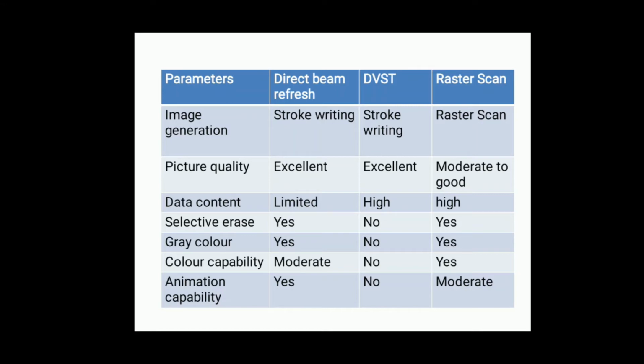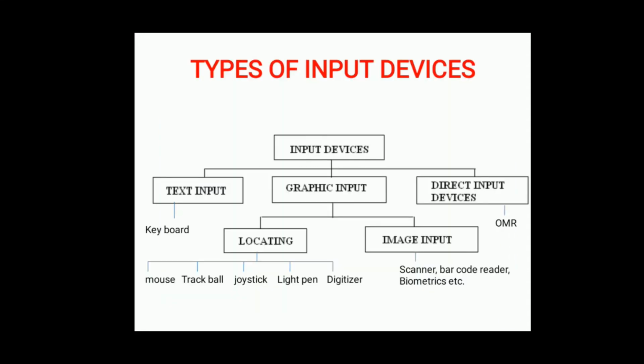Gray color occurs in direct beam and raster scan. Color capability is moderate in direct beam refresh, no in DVST, and yes in raster scan. Animation capability is yes in direct beam refresh, no in DVST, and moderate in raster scan. So this is the difference between these types of graphics terminal.